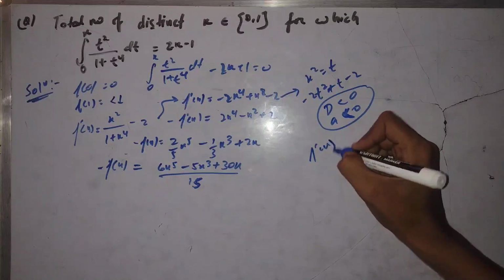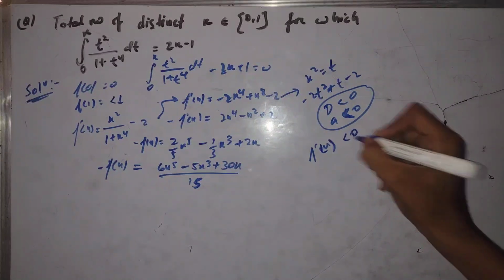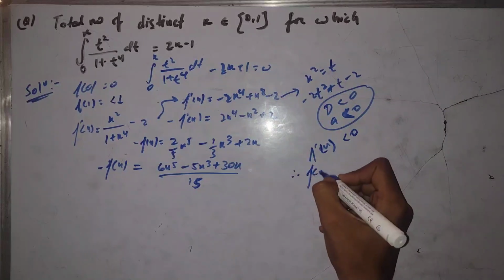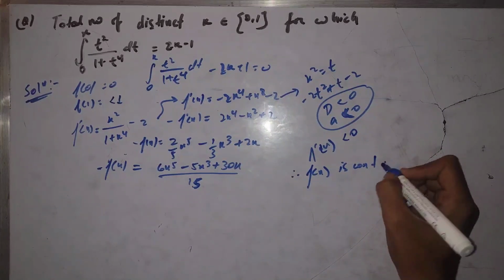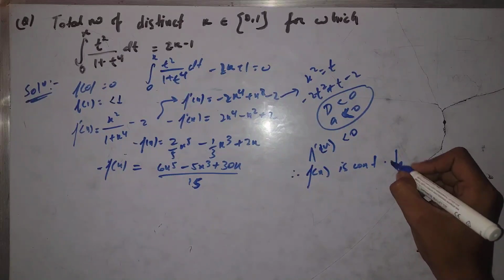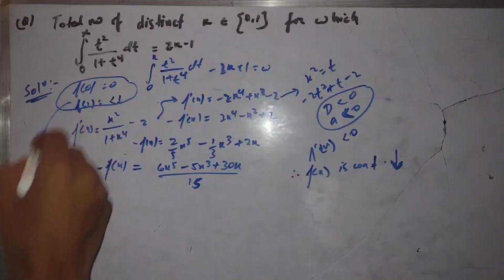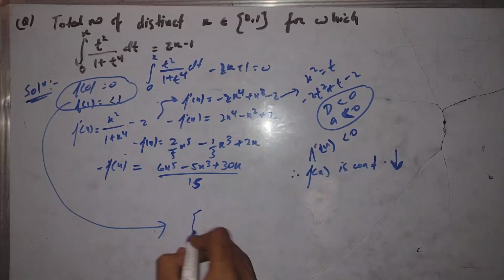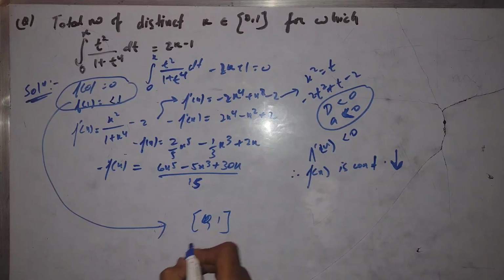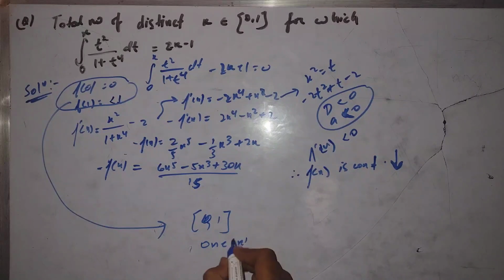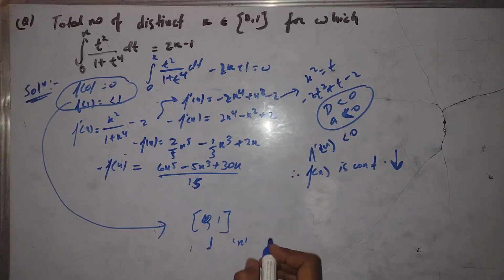So f dash x is always less than 0. Therefore fx is continuously decreasing. That's what we can say. And because it is continuously decreasing again, we have to use these two informations to find that there will be only one x in 0 to 1, only one x. So that's how also we can attempt this problem.